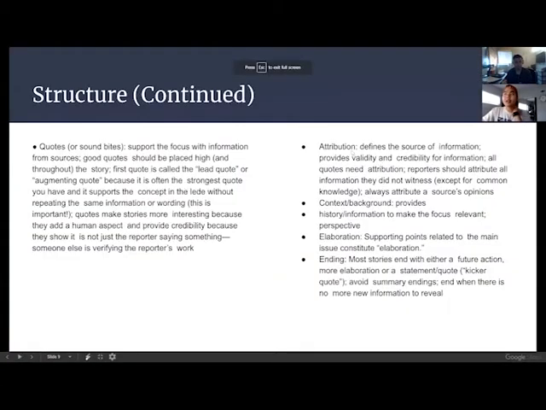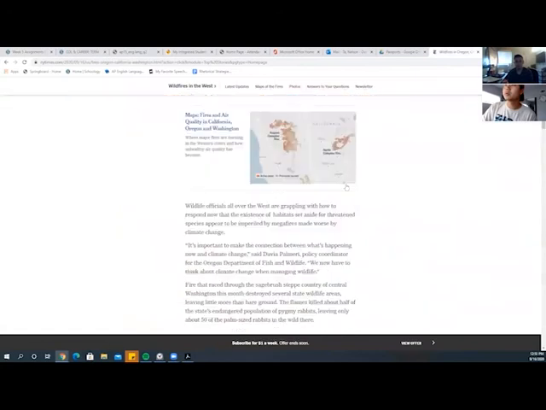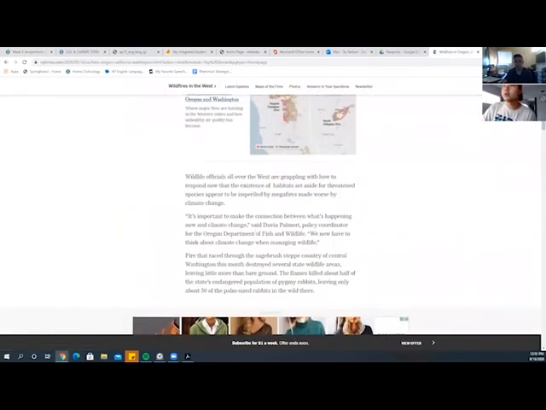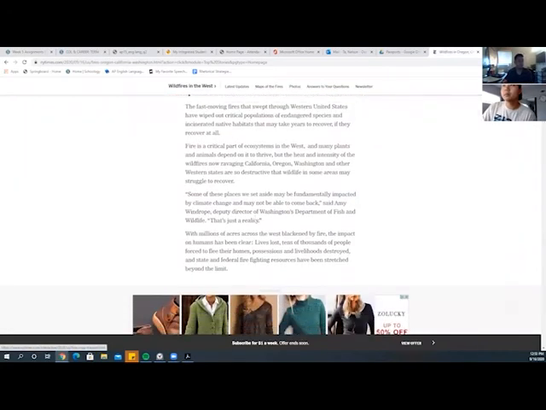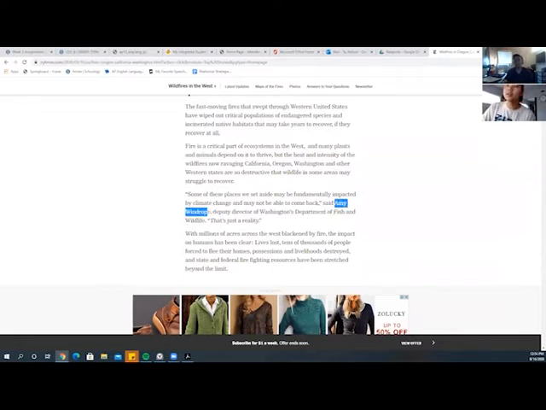All right, the word attribution means source. If you see attribution, it defines the source of information. So in the quotes, we give attribution. Let's go back to the third paragraph. Right here we give the quote and it says, said Amy Winthrop, Deputy Director of Washington Department of Fish. So we gave her credit. This is what you call attribution. You attribute. That's what the verb means, to give credit for who said the quote.